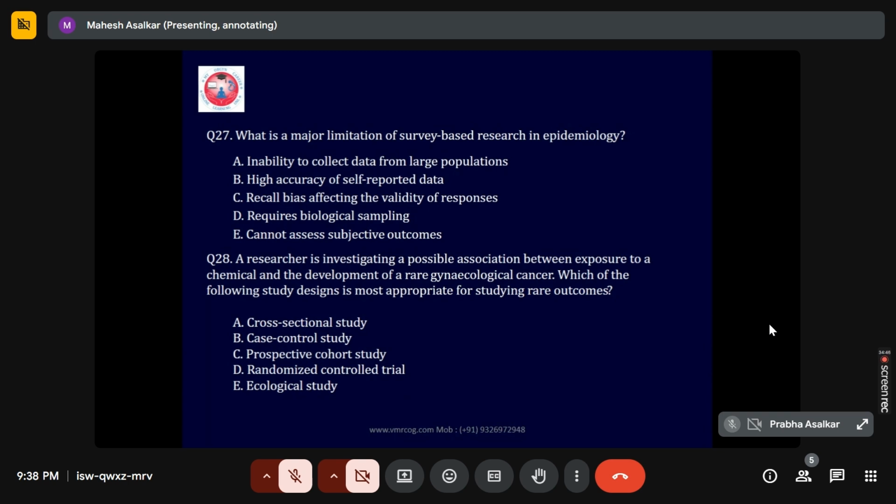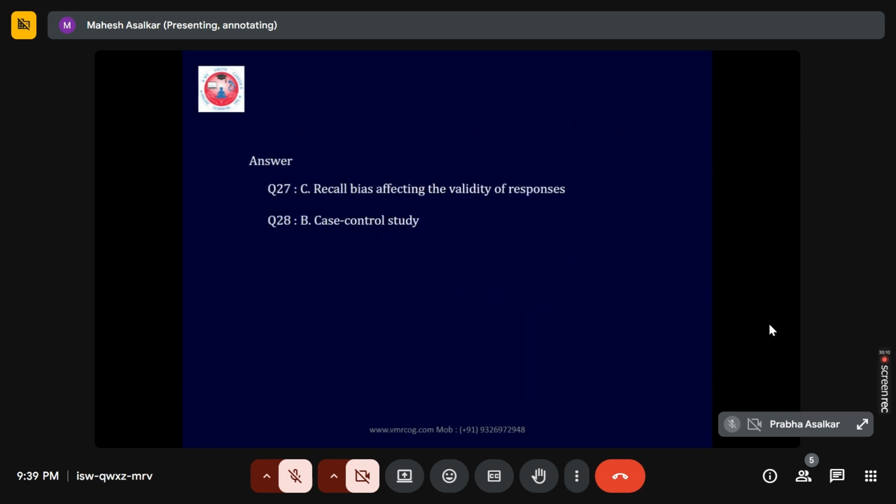If you are studying a rare exposure, you will follow that exposure further in a prospective manner in a cohort study to find out the outcome. And once you have got a rare outcome and you want to find out why, you will go and have a case control study. So here case control is the option. So question number 27, recall bias affecting the validity of the response. Dr. Thatkar, is that right? Yes, sir.